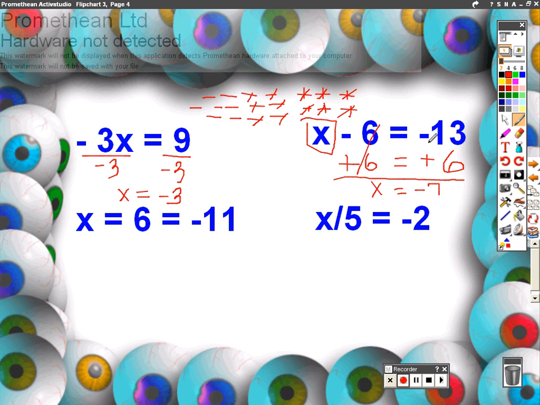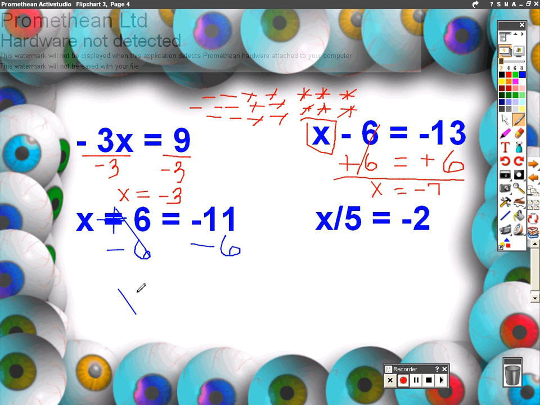Okay, and I already noticed I made a typo here. So this should be x plus 6, so I'm going to make that a plus, equals negative 11. So to get rid of plus 6, the opposite or inverse operation is minus 6. What I do to one side, I must do to the other.